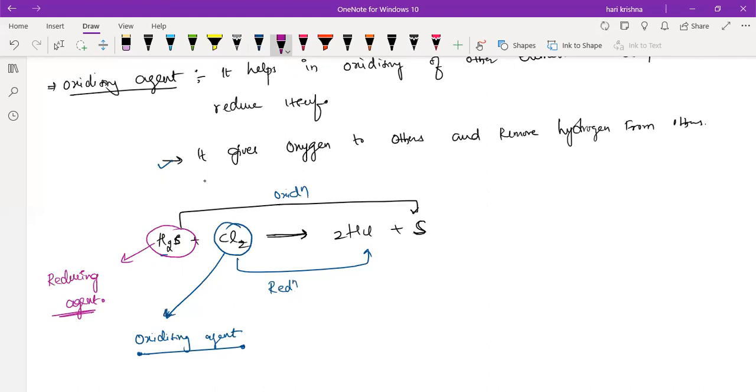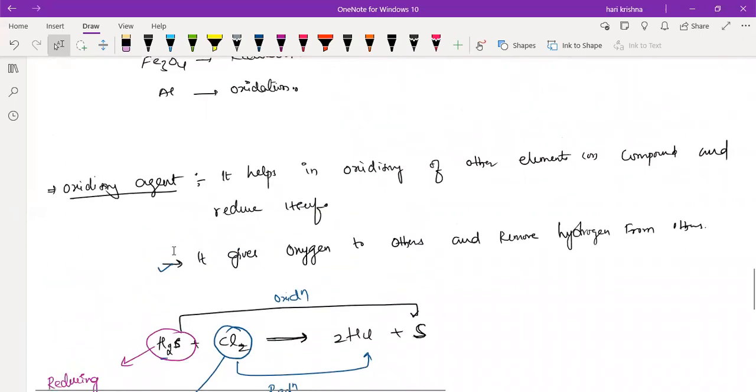A simple example: suppose you have a travel agent. What do they do? They book the tickets for others, right? For other people to travel. That's why they're called travel agents. Similarly, the agents here are the same. Oxidizing agent means it helps in oxidizing other elements, but it reduces itself. Similarly, reducing agent means it helps in reducing other elements and oxidizes itself. Any confusion in this? No, sir.